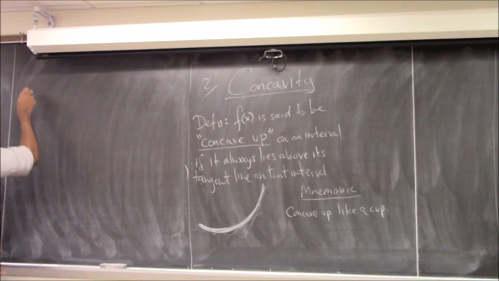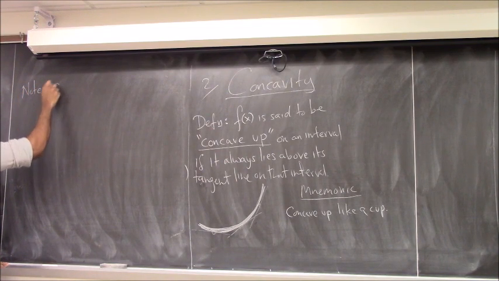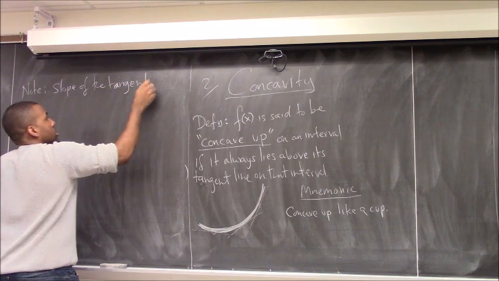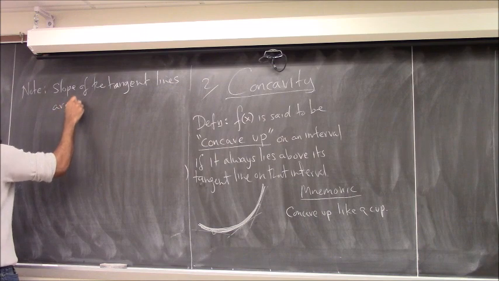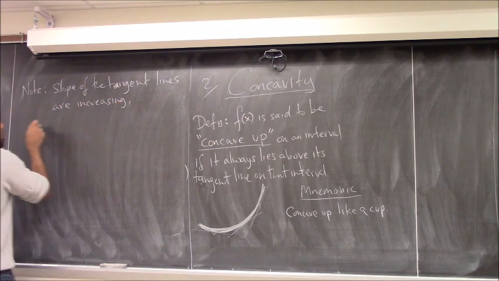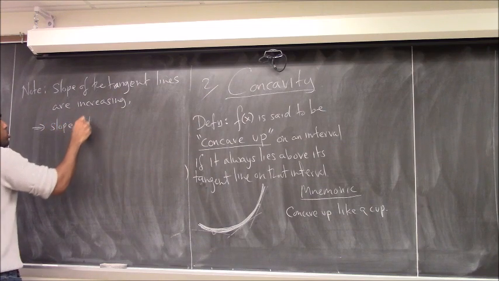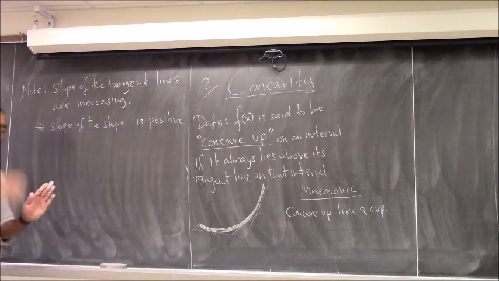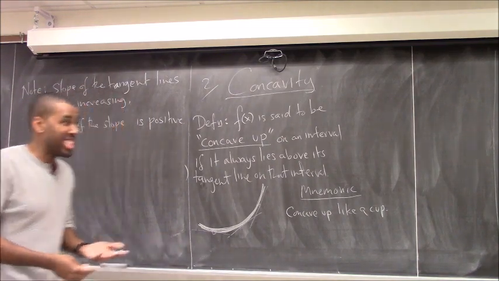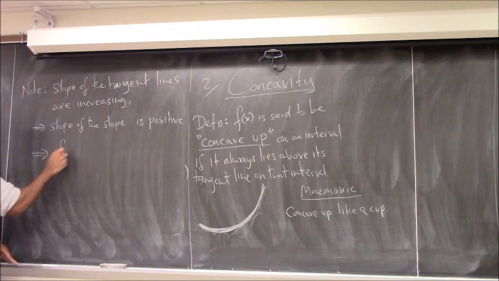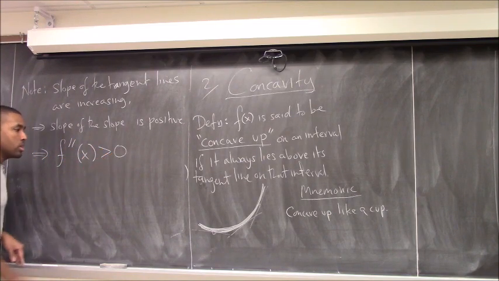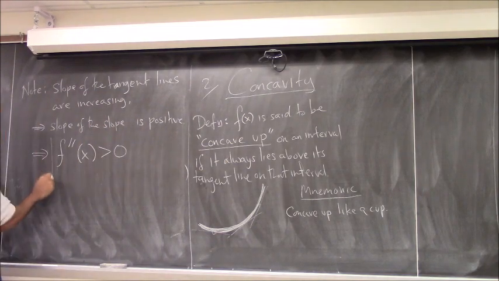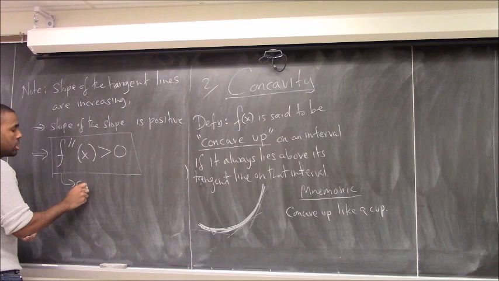And so that gives us the following. So note the slope of the tangent lines are increasing. This means the slope of the slopes is positive. Right, we spoke last time about straight lines, and when you have a positive slope, you're moving up as you go from left to right, and so that's a characterization of being increasing. And so this basically means your second derivative for your function will be positive if and only if it has this behavior. So this is one way we can characterize being concave up.